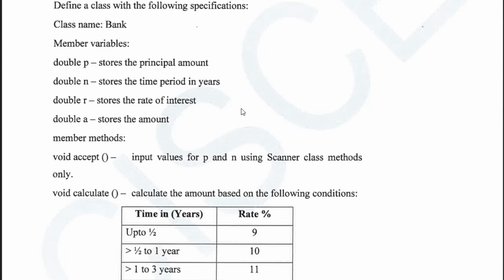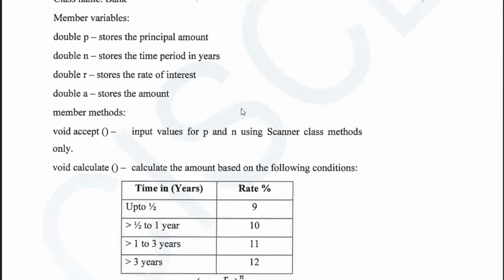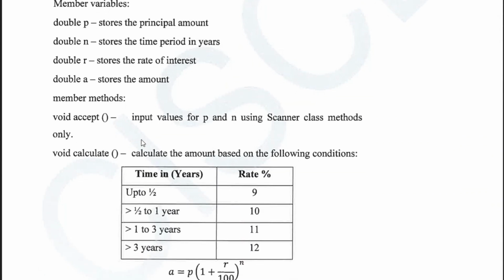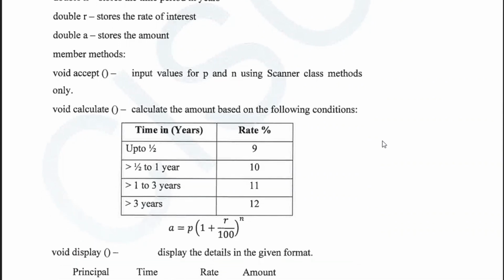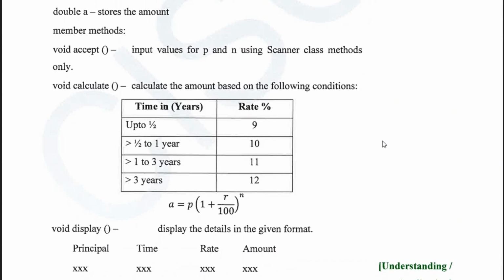Member methods: void accept accepts input values for P and N using Scanner. Void calculate calculates the amount based on the given conditions. Void display displays the details in the given format. Let's begin the program.